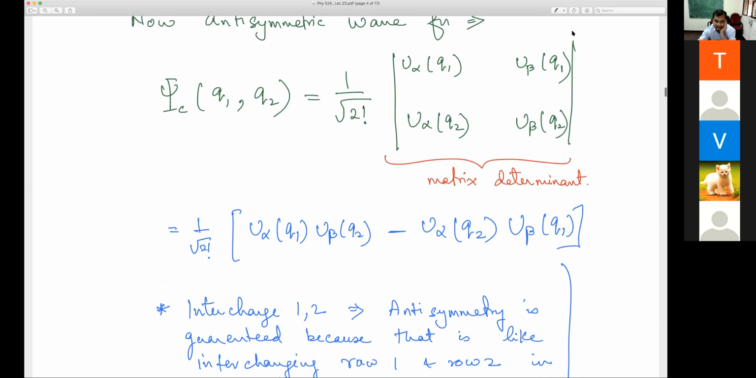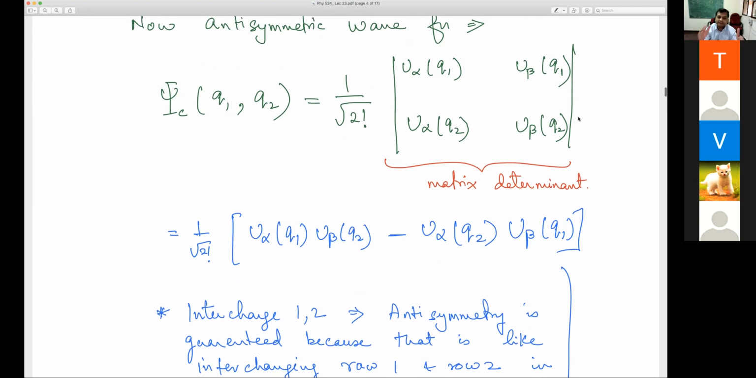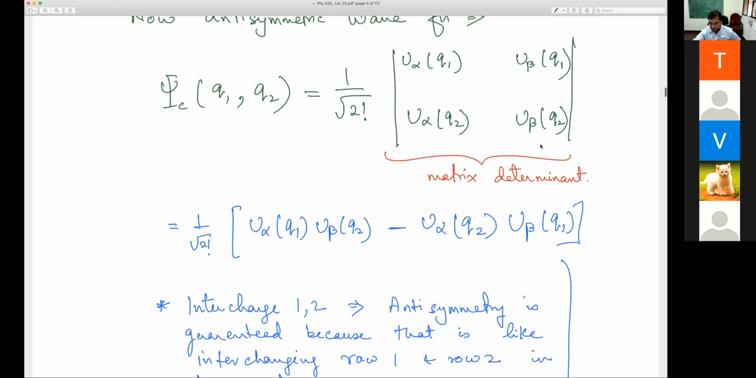And then there's a subtle advantage of writing in this matrix notation. Suppose I interchange particles 1 and 2. Then I'll be interchanging 2 rows, since the particles label the rows. So I'll be interchanging row 2 to row 1 and row 1 to row 2. And if you remember your matrices correctly, the determinant of a matrix changes sign if I interchange 2 rows or columns. And that takes care of the anti-symmetry of the wave function.